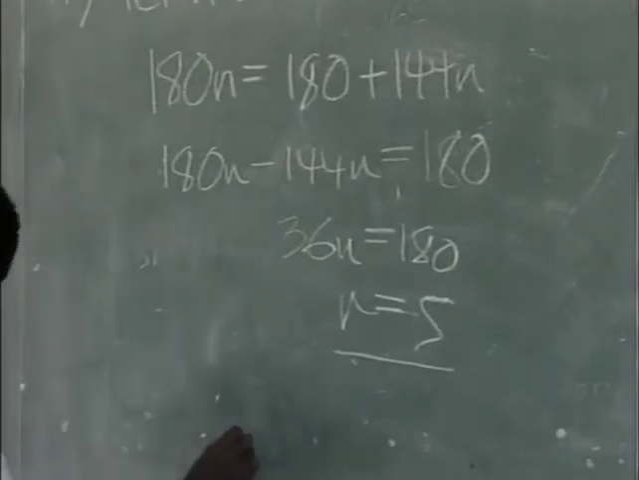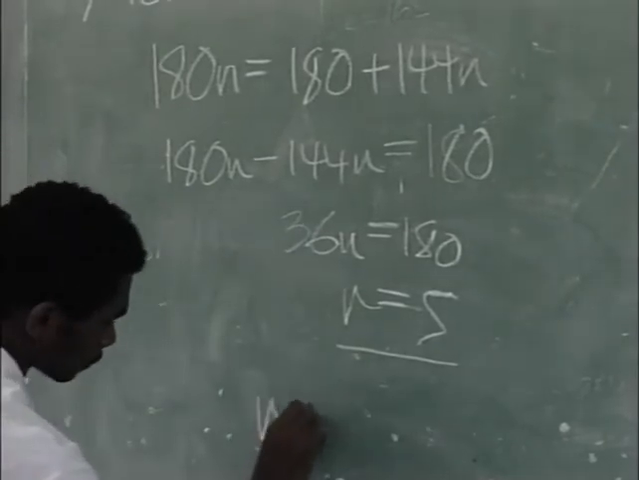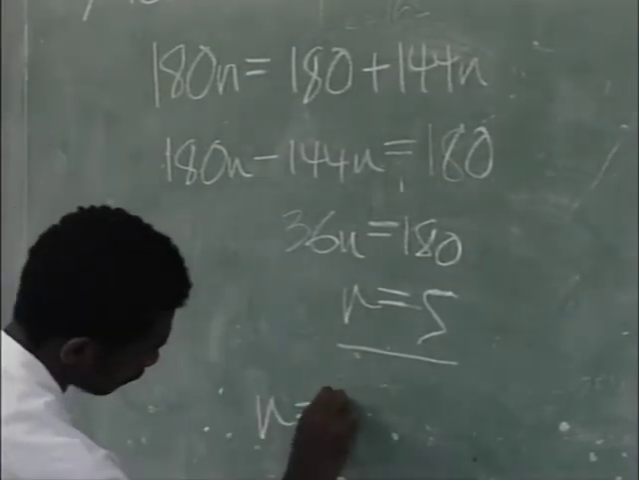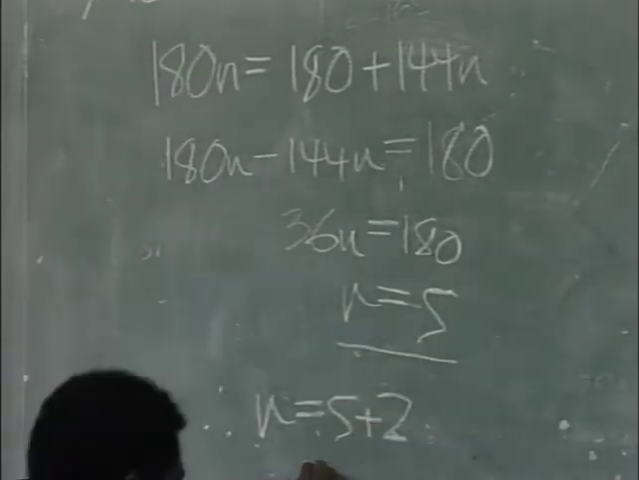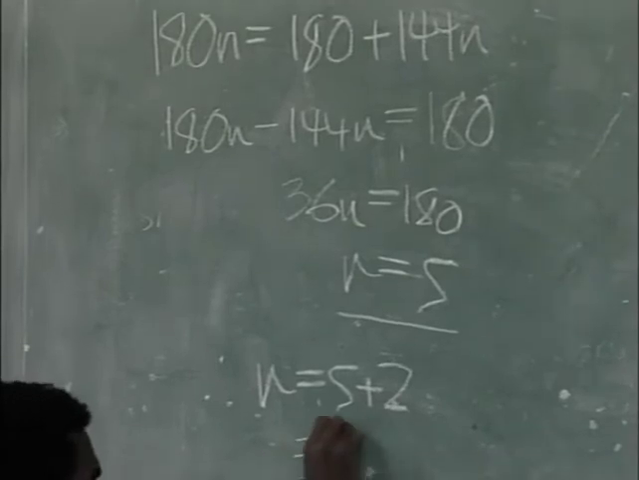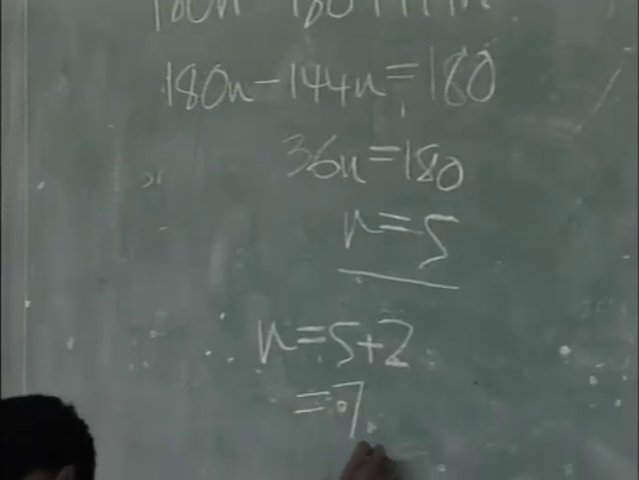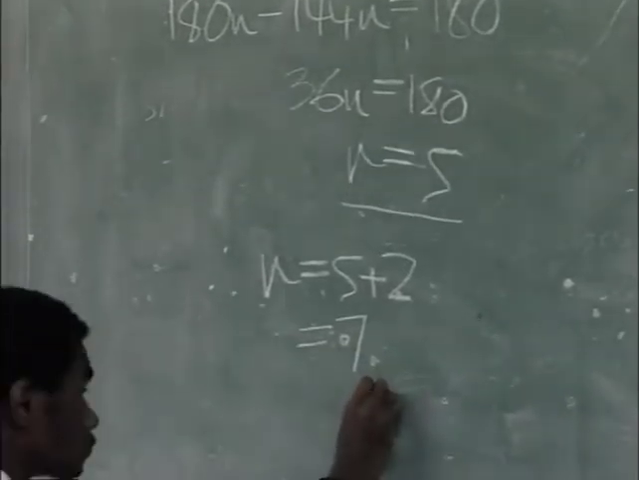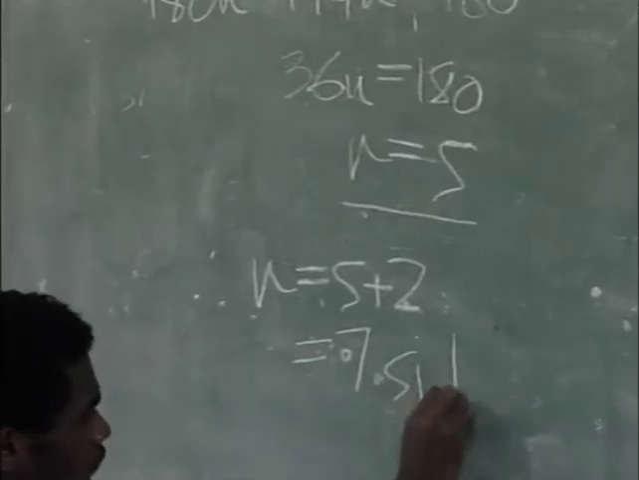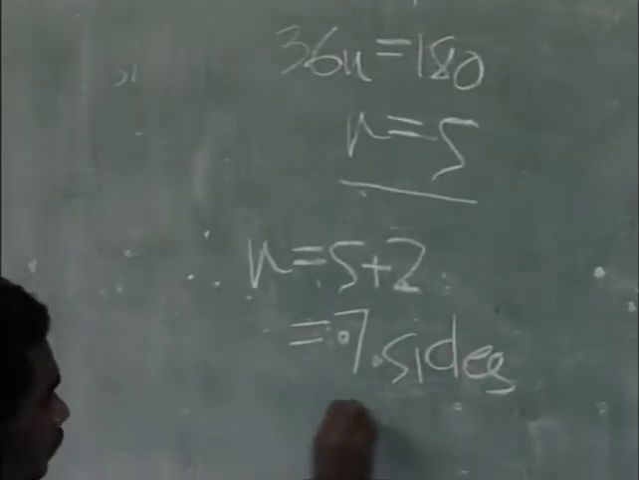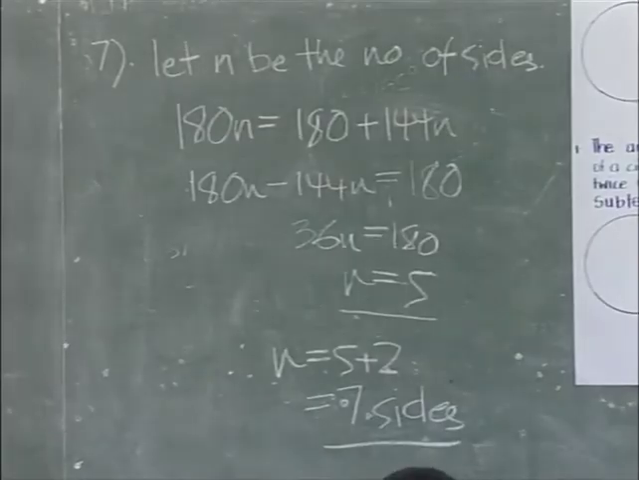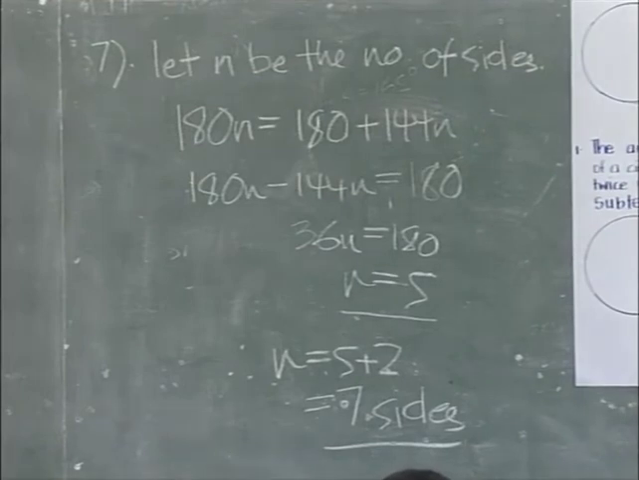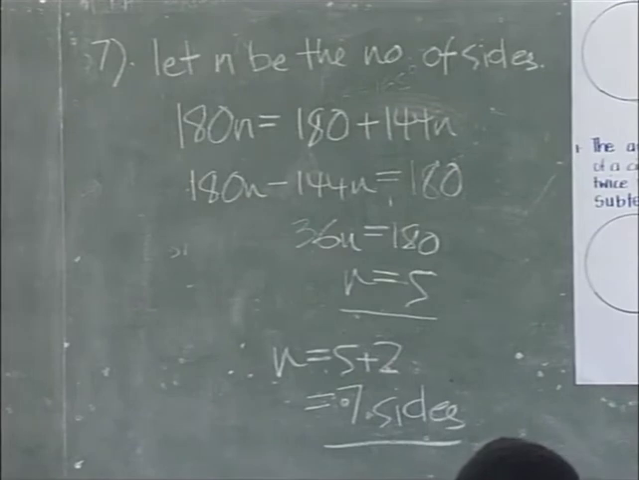On ATN, let n be the number of sides. Okay. 5 plus 2, which is 7. Where did he get the formula from? Let n be the number of sides. 180n equals 180 plus 144n, subtract 36n.